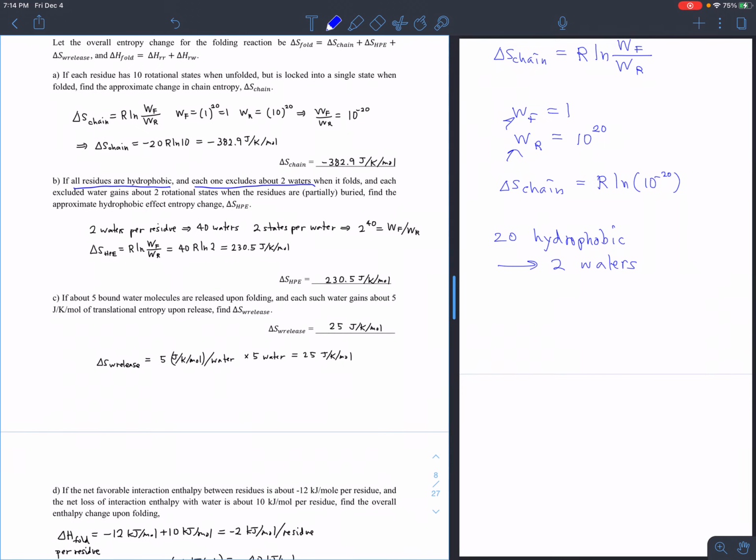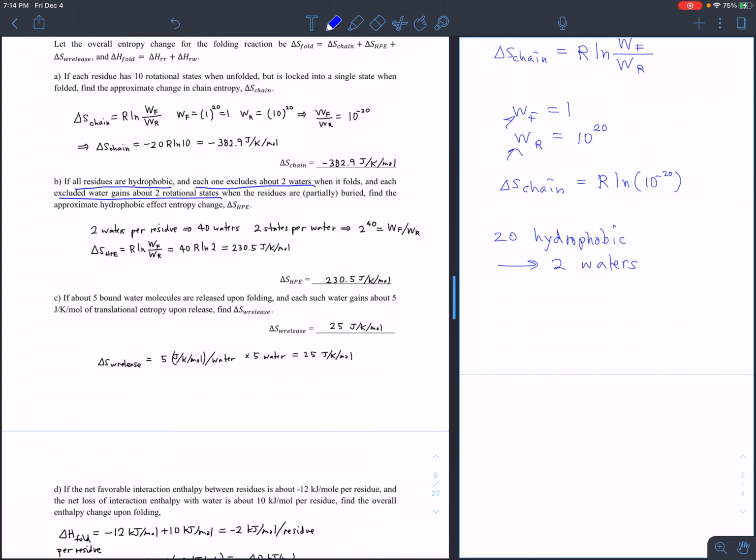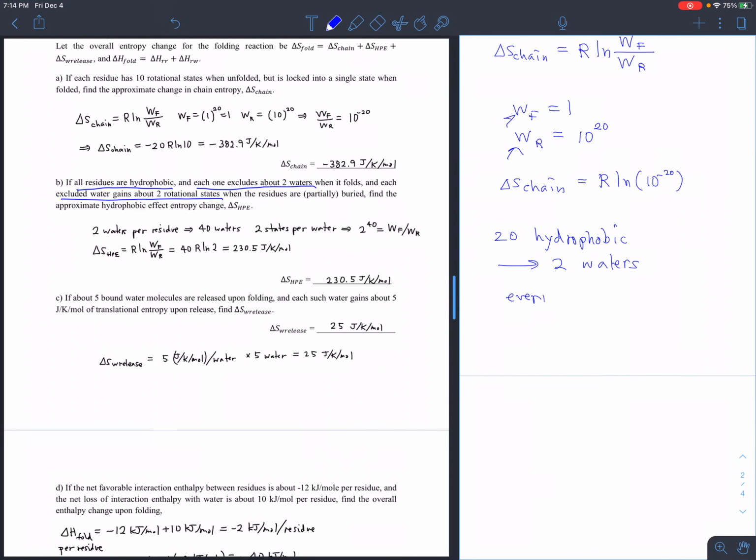And let's suppose it says that each excluded water gains 2 rotational states. That means that for every amino acid, the 2 waters getting excluded will gain a total of 4 states, quantum states altogether. And there are 20 of those. And, well, I wrote times 20, but that's wrong. It's 4 to the 20th power, because there's 4 for each of them, and they're all independent.